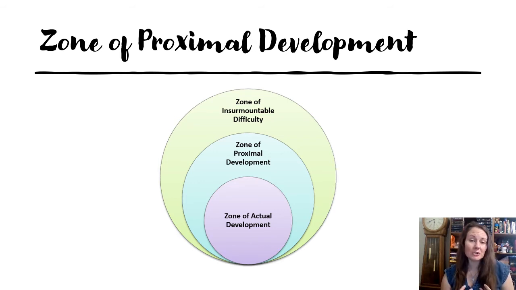For me, I can tie my shoe. That's in my zone of proximal, or my zone of actual development. So in the next part of the theory, the zone of proximal development, these are tasks that you can accomplish with the help of others.